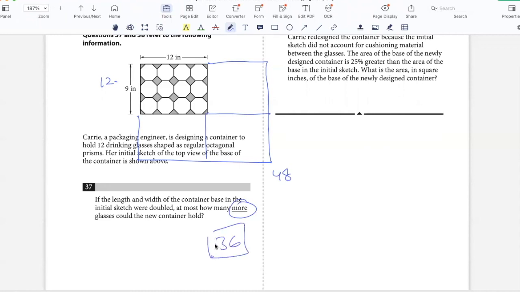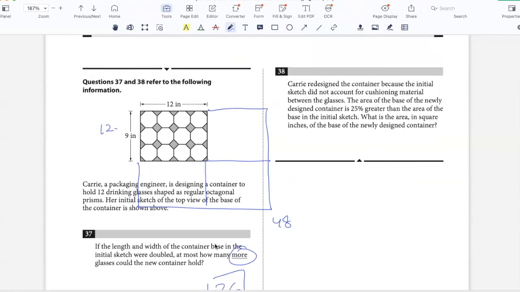So that's 36. Carrie redesigned the container because the initial sketch did not account for cushioning material between the glasses. The area of the base of the newly designed container is 25% greater than the area of the base in the initial sketch. What is the area in square inches of the base of the new container? The original was 12 times 9, which is 108. And the new area is 25% greater. So 108 times 1.25. So that's 135.